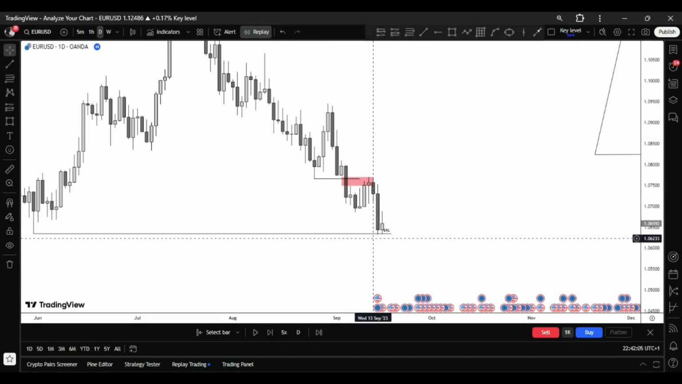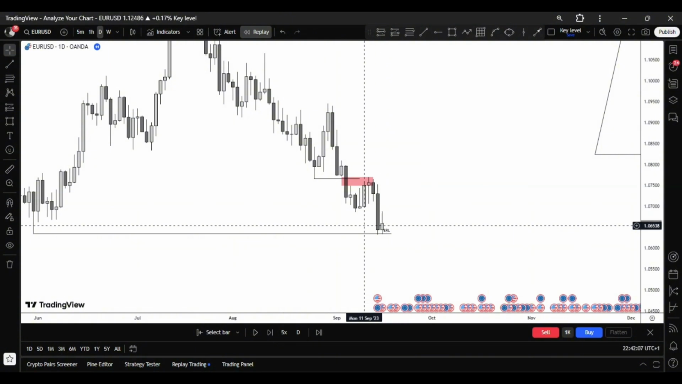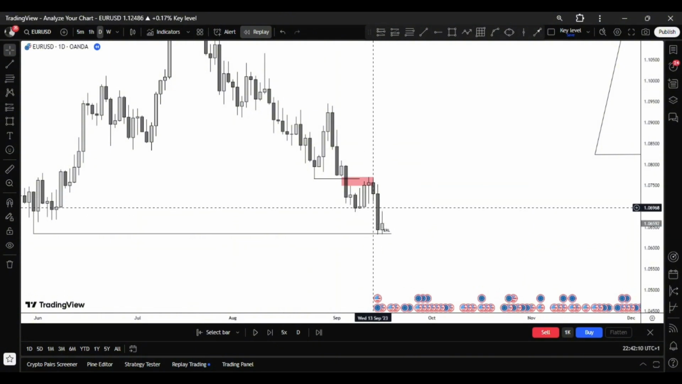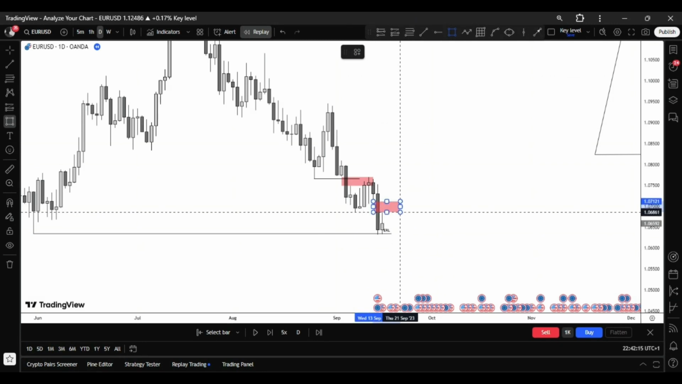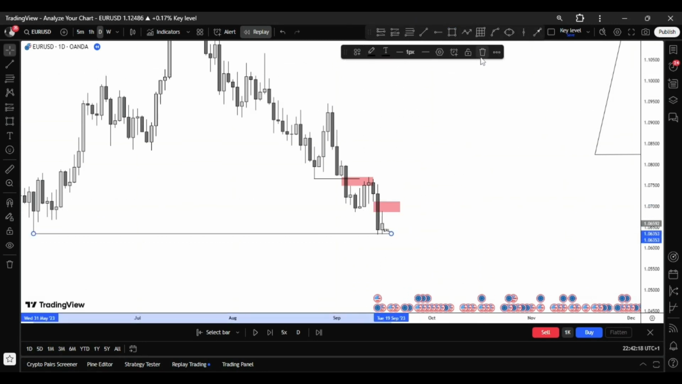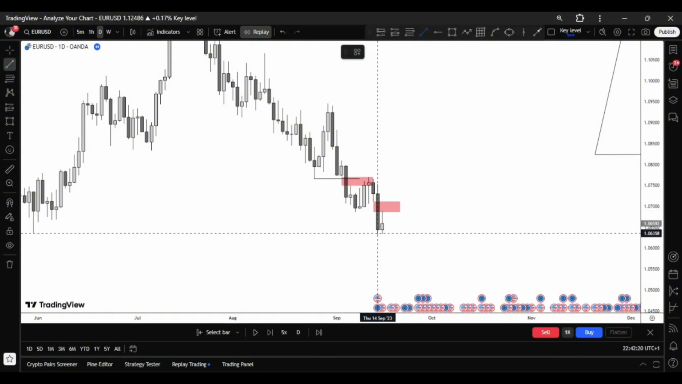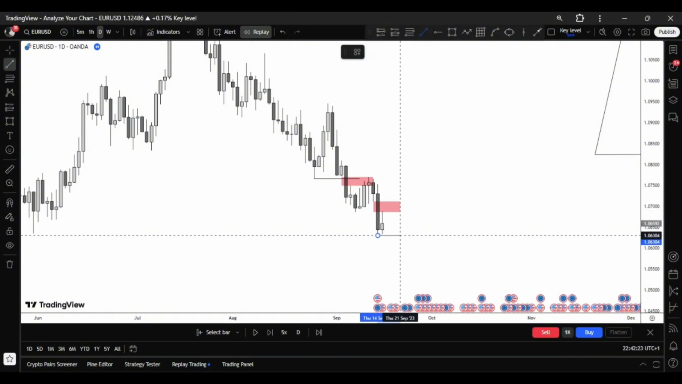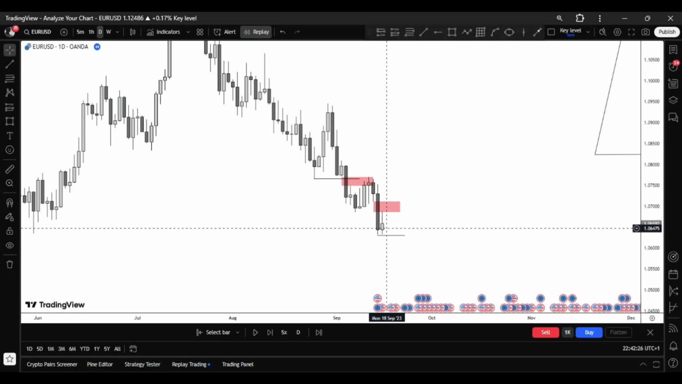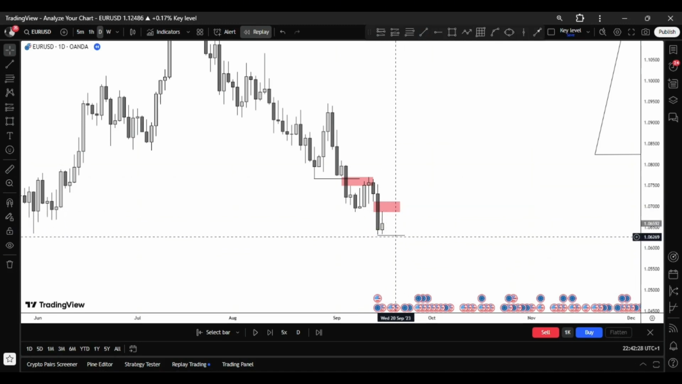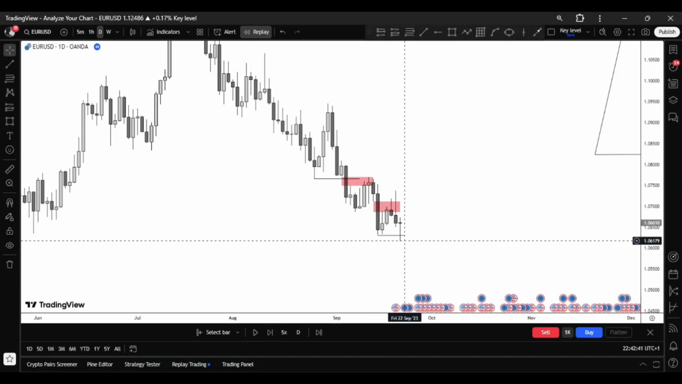See, we take out that low. Now we've taken out this low. What are we looking for? Price to trade back into this fair value gap here, which is our IRL, and trade away from it. Now we have a new low here. We want price to trade back into this fair value gap and then take out this low. So let's see what price does. We trade back into our IRL, respect it, and then we've taken out this low.